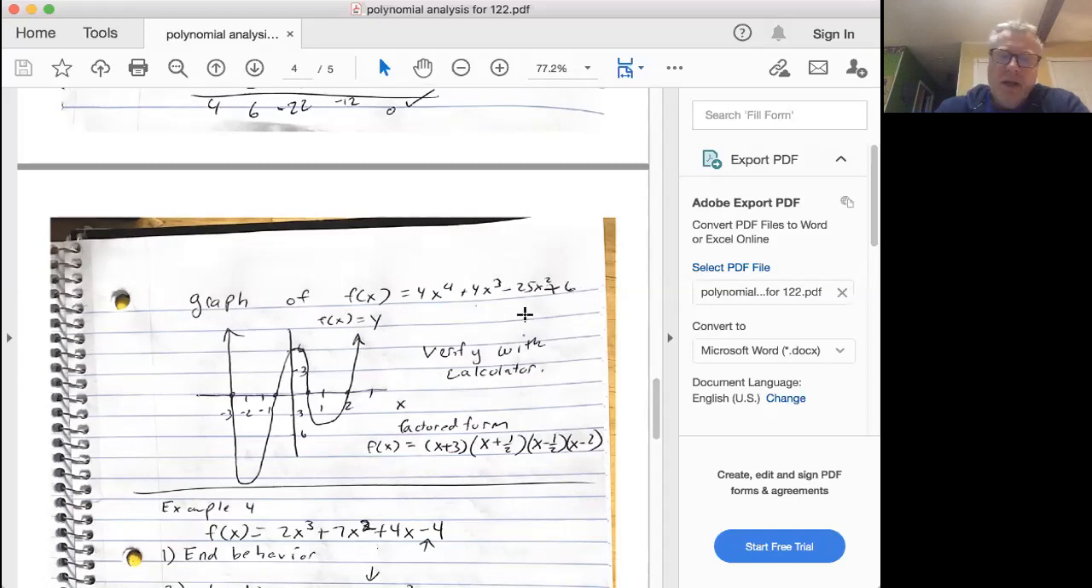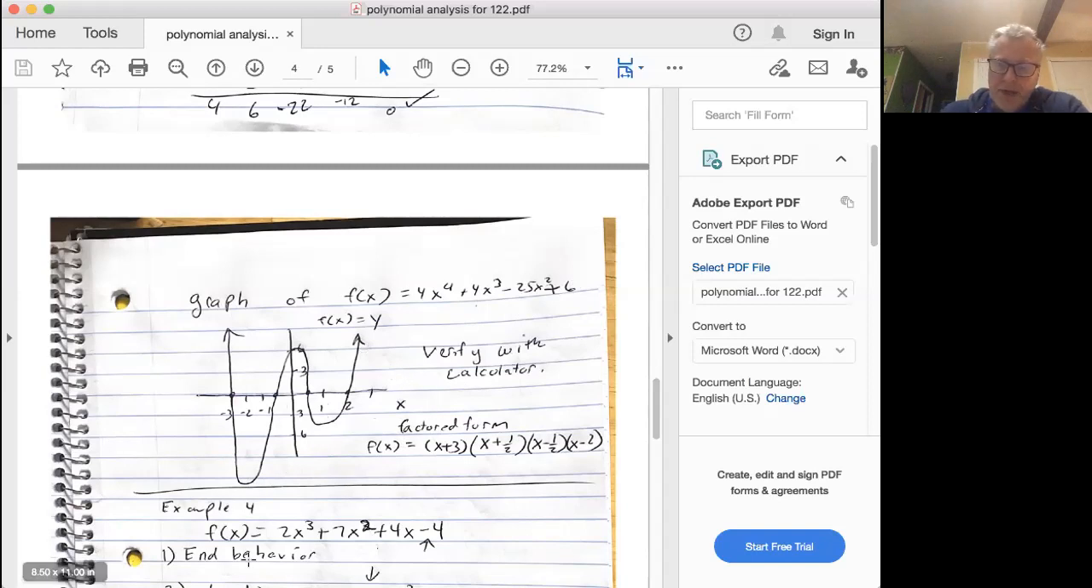And again, this local minimum and this local minimum, we really have no idea what they are. Again, we could estimate them with the max or min key on our calculator. However, to really get those down, you have to take the calculus course. Okay?